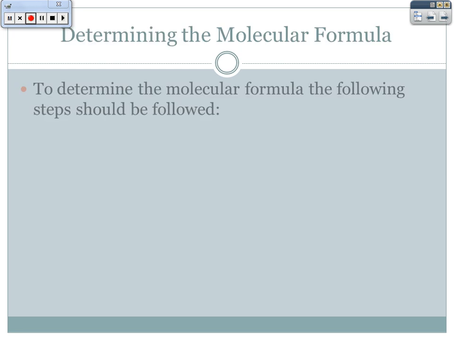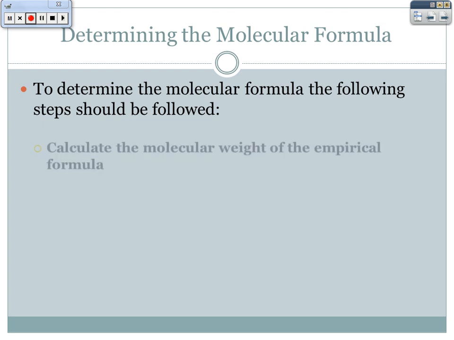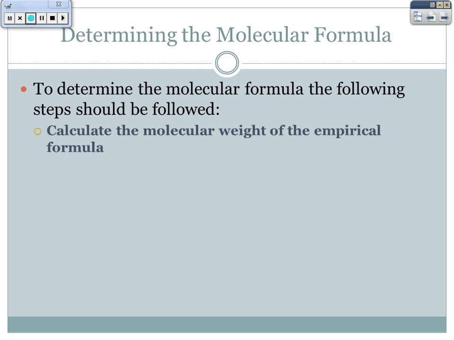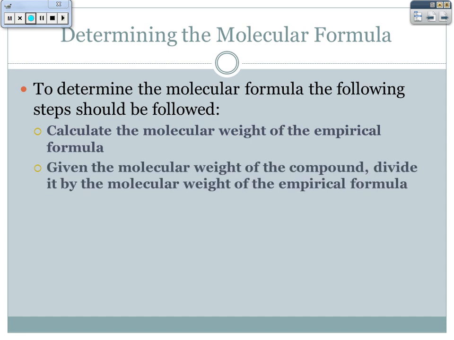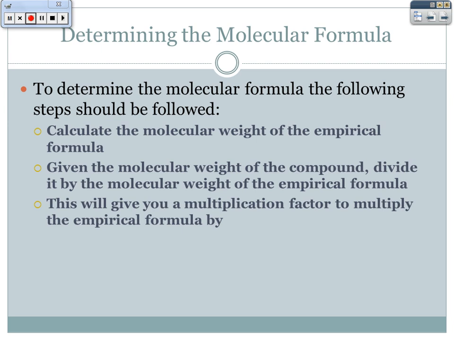Next, we can determine the molecular formula, and you do the following steps. You calculate the molecular weight of the empirical formula. So in order to figure out the molecular formula, you have to have either been given the empirical formula or have been given the means to calculate the empirical formula, and then you calculate the molecular weight of that empirical formula. You've been given the molecular weight of the compound. You should then divide it by the molecular weight of the empirical formula, and this is going to give you a multiplication factor to multiply the empirical formula by to get the actual amount in there. Now, the key thing to remember here is that this multiplication factor should be a whole number.